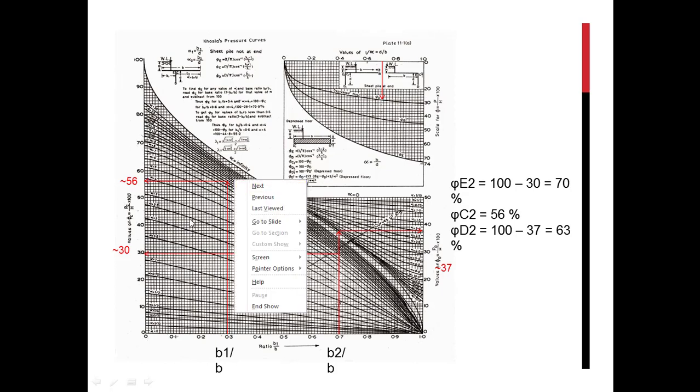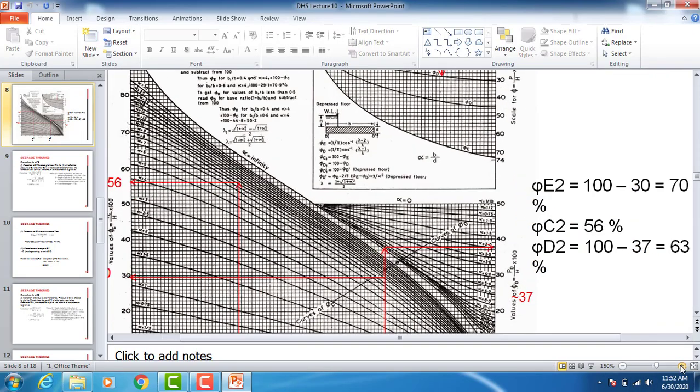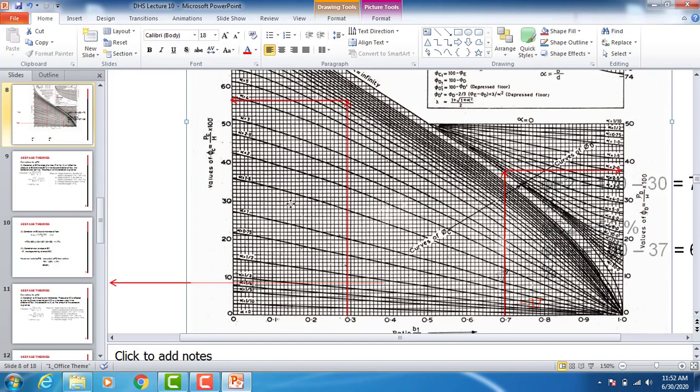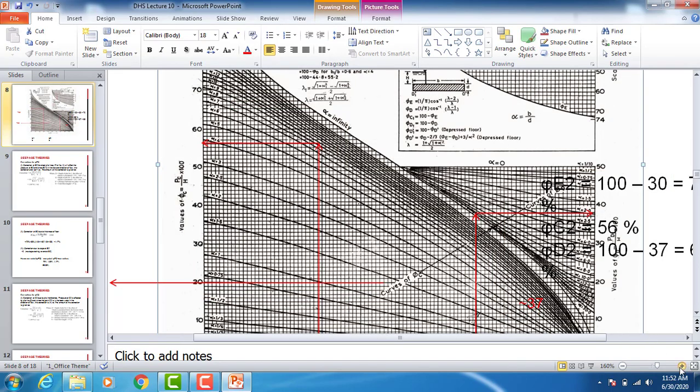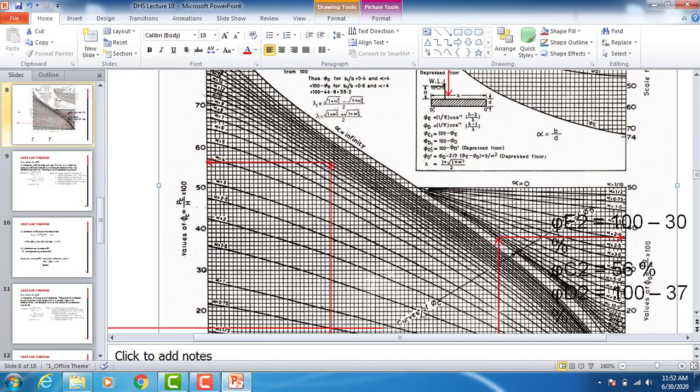I will zoom it, then we will get a clear idea of it. This is the value of B1 divided by B, which is 0.298. So coming to the curve, these are the curves of phi C. Coming to the curve, alpha value 9.5, joining this to the 9.5 and coming here, we will get the value of phi C, which is 56%.